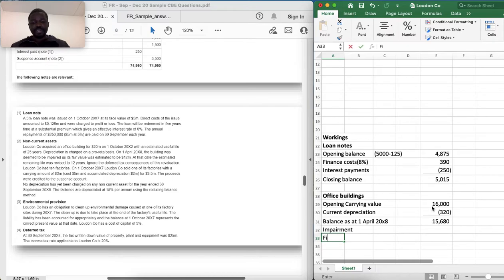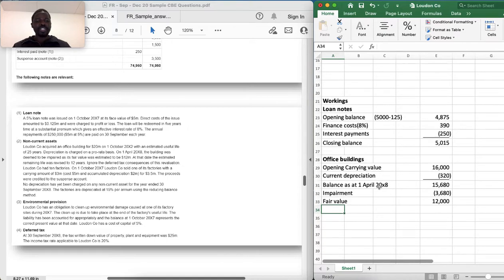Then we have got the fair value. At that same date, the fair value is 12 million, so it becomes 12,000 in thousands. So the impairment is 3,600. But we have only depreciated the asset for only 6 months, so we need to also depreciate again for the last 6 months.